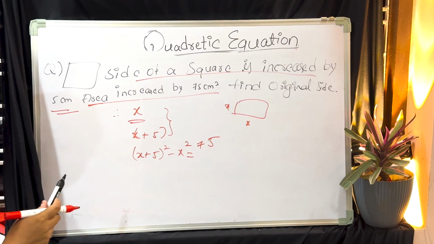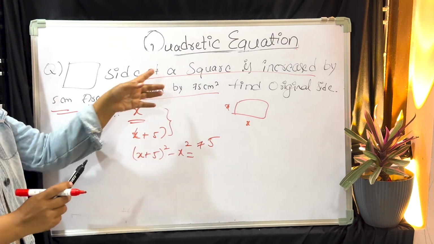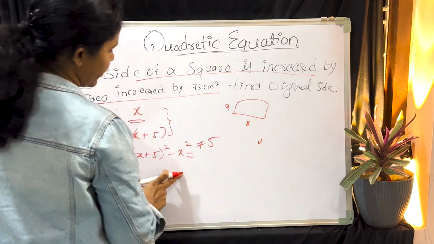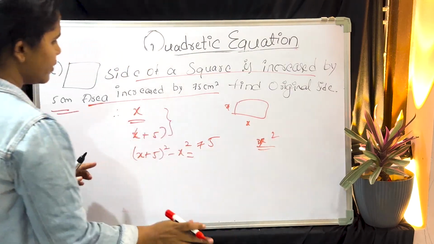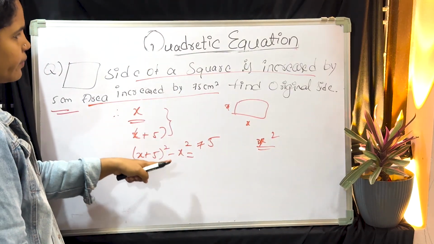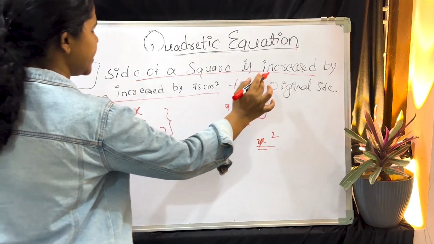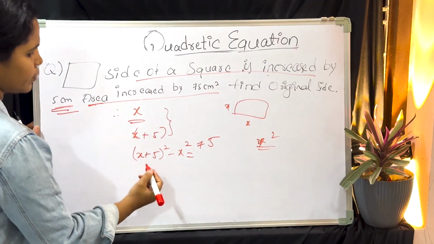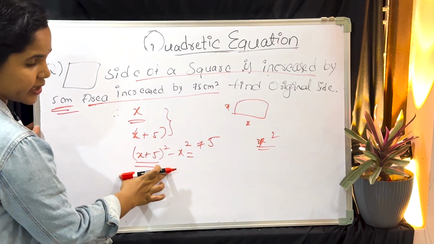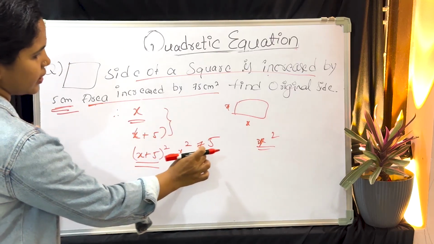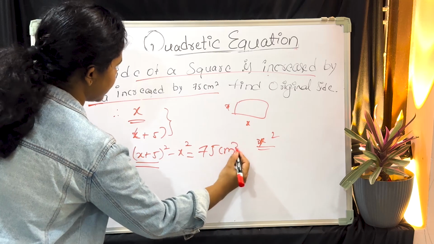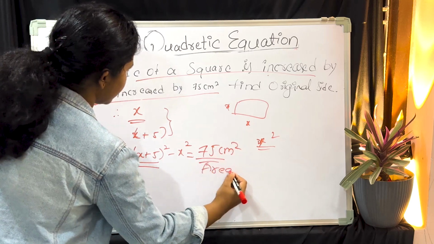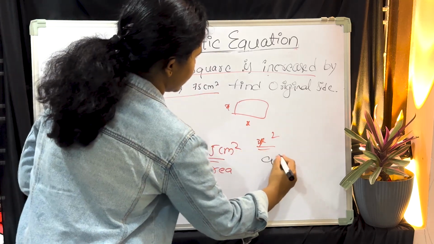So we don't know, because it is increased. Area of a square is, see how I write this, don't get confused. Area of a square is x square. Okay, we will get x square. But what is the actual question? It is increased by 5 centimeters. So x plus 5 whole square. First the increased one and then the original. Then what is given is the area.